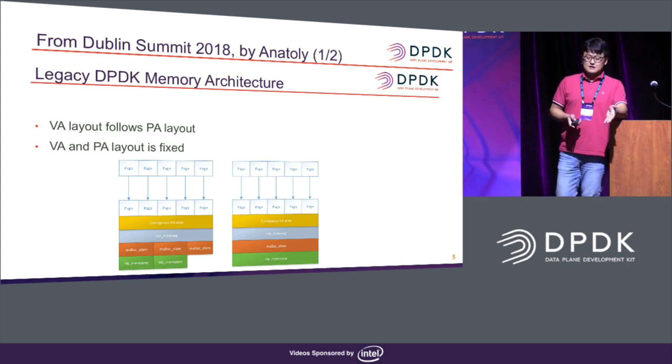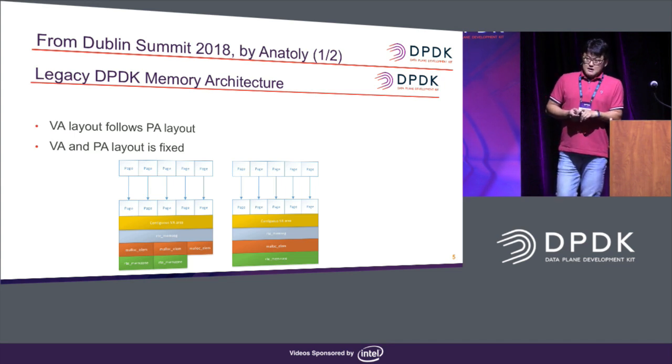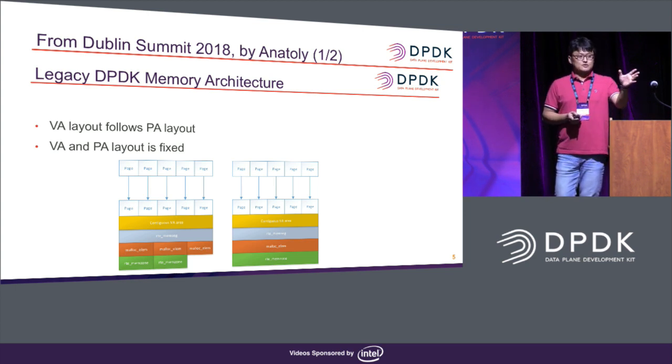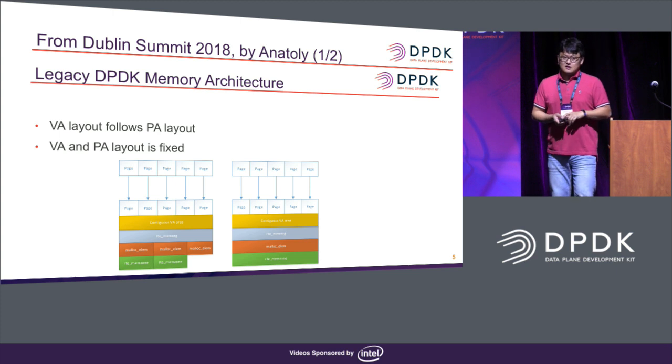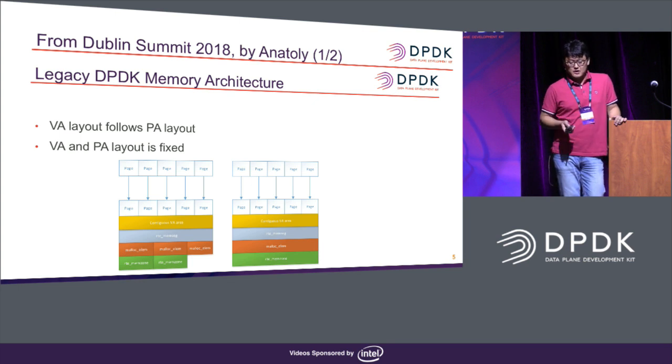This is actually from Anatoly's presentation at the Dublin Summit a few months back. There were so many complaints about DPDK memory because DPDK is so greedy. Bruce made that kind of presentation last year: DPDK was greedy and tried to monopolize all the huge pages available in the system. But Anatoly changed that situation in 18.05. Since 18.05, we changed the way we manage memory on the system.